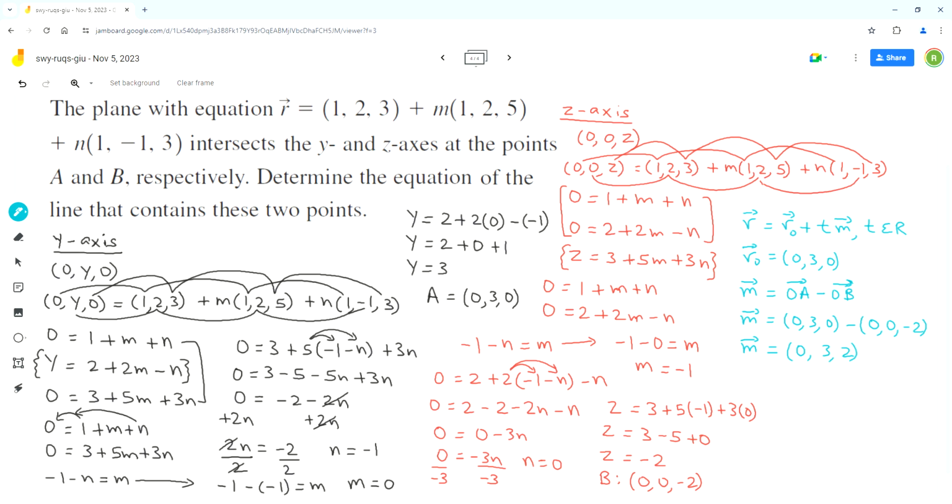Now we can write the equation of the line. So this is the vector equation of the line that contains points A and B. So this should be the final answer for this problem. So these are the steps you have to keep in mind to solve a problem like this one.